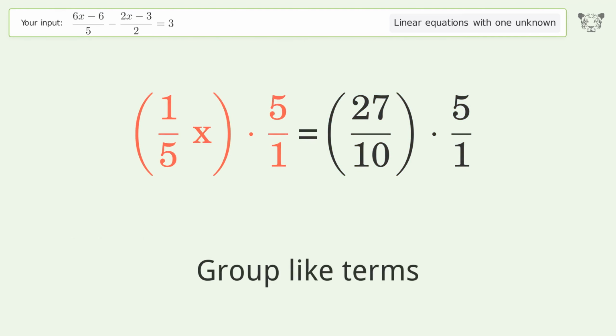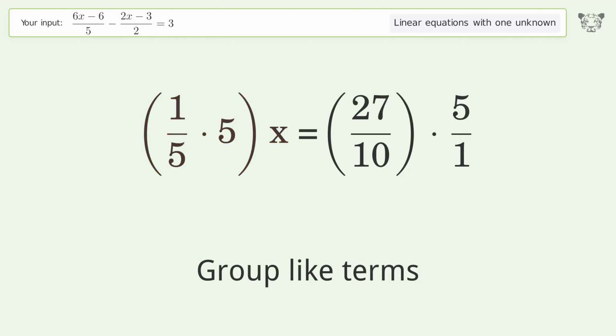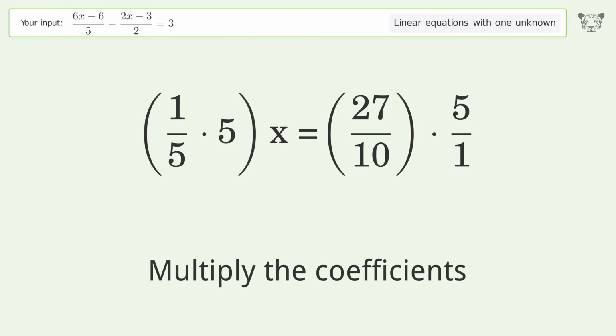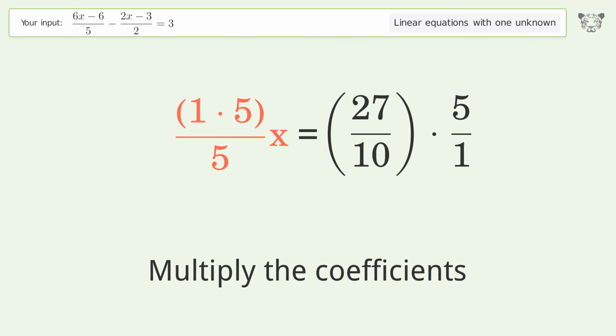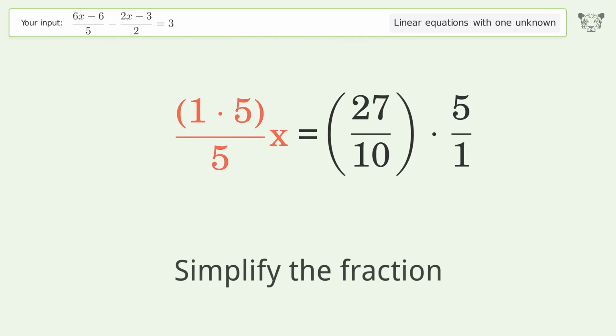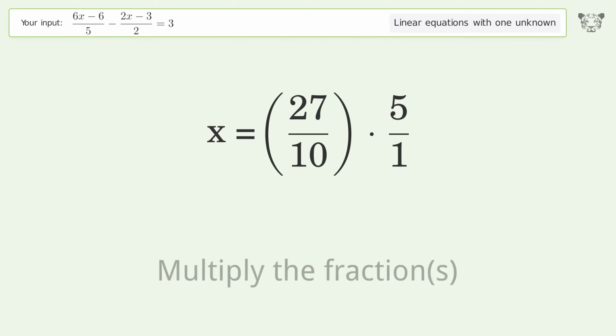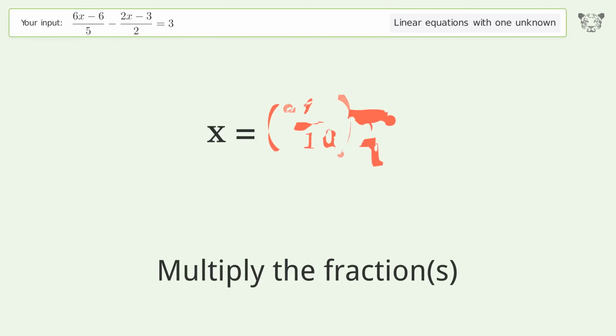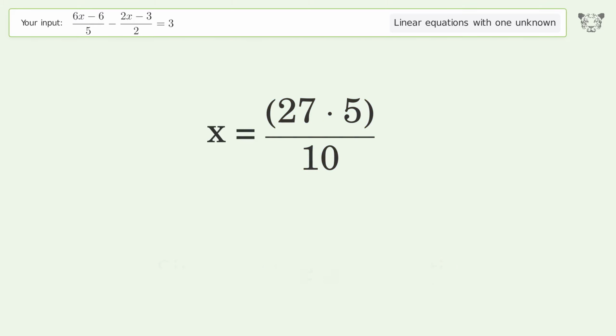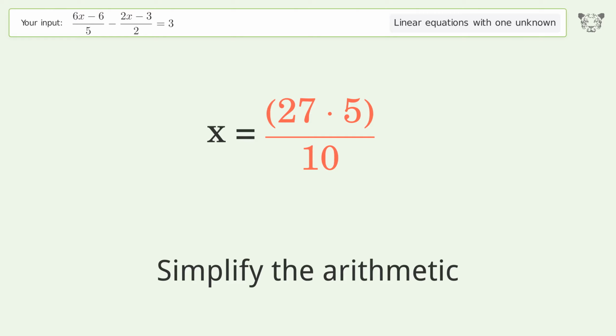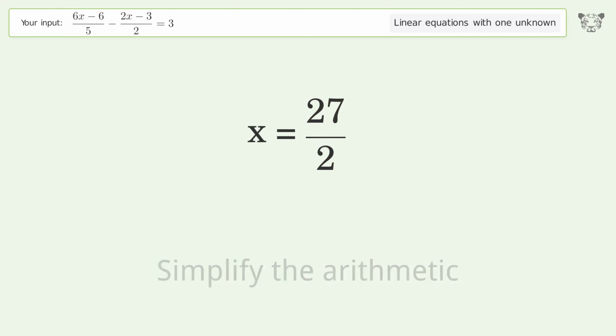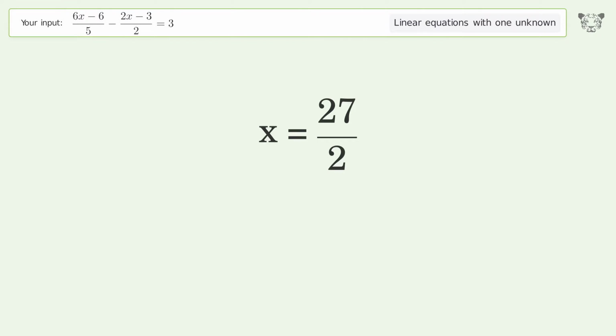Group like terms. Multiply the coefficients. Simplify the fraction. Multiply the fractions. Simplify the arithmetic. And so the final result is x equals 27 over 2.